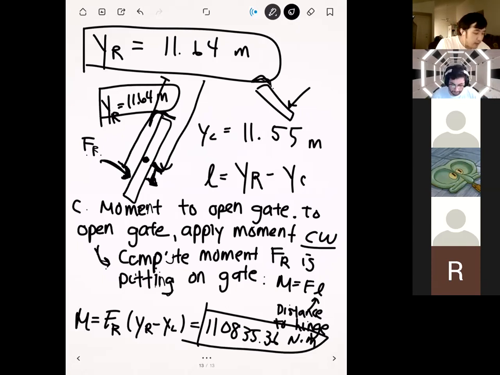So in this case, FR wants to push the gate and rotate it this way. That's counterclockwise, and so in order to open the gate, we have to apply a moment in the opposite direction, which is clockwise.